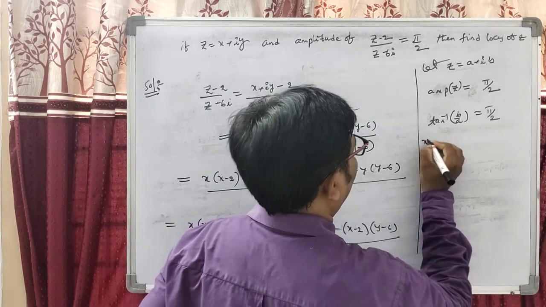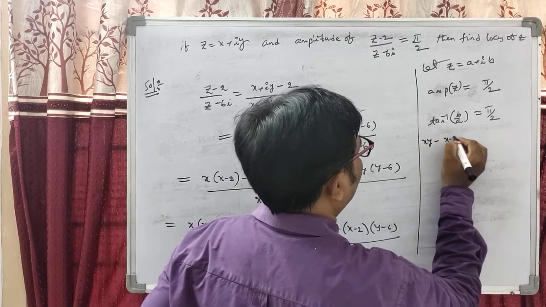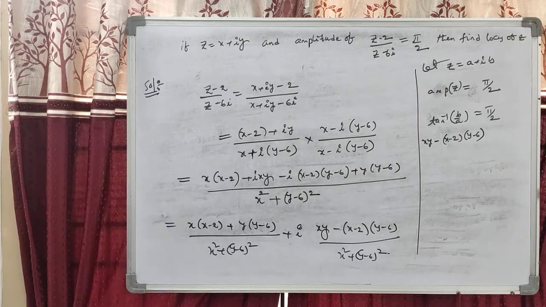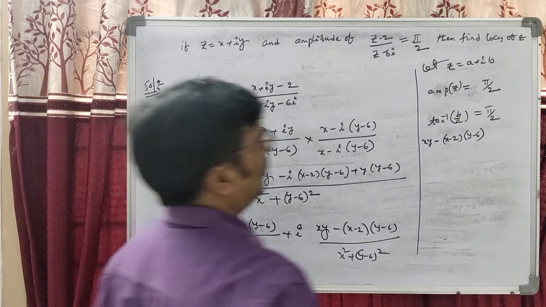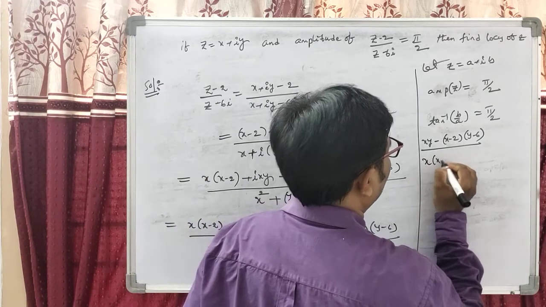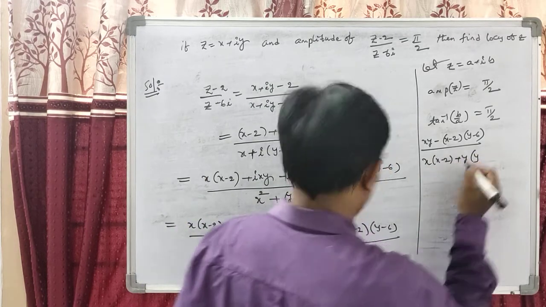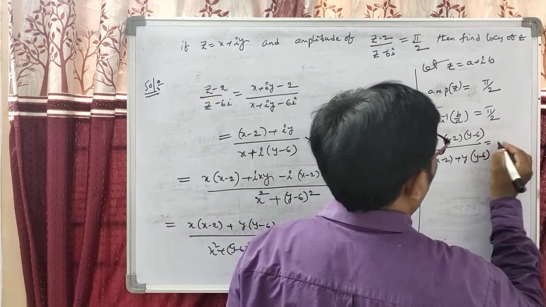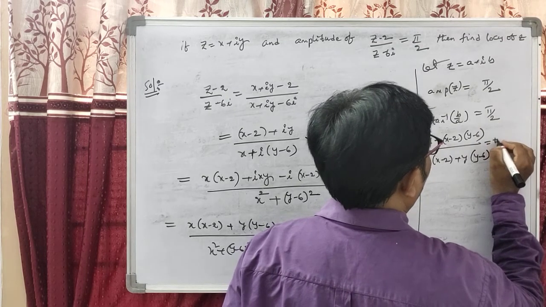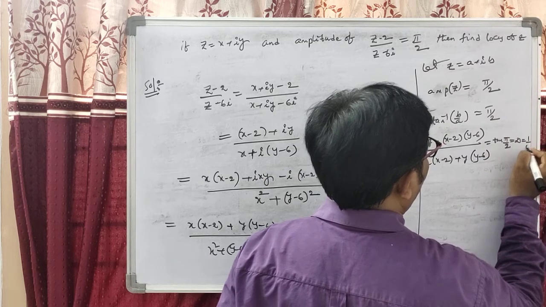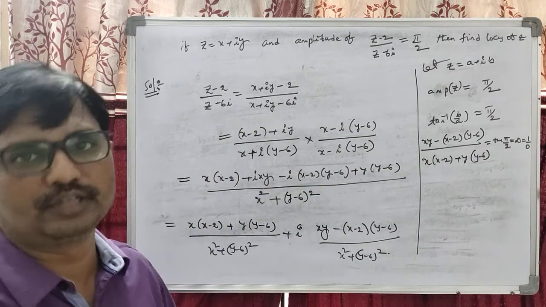B is xy minus of x minus 2 into y minus 6. Now A is x into x minus 2, y into y minus 6, equal to tan of 90. The tan inverse of tan 90 is infinity. Infinity means 1 by 0, 2 by 0, 3 by 0, anything by 0.